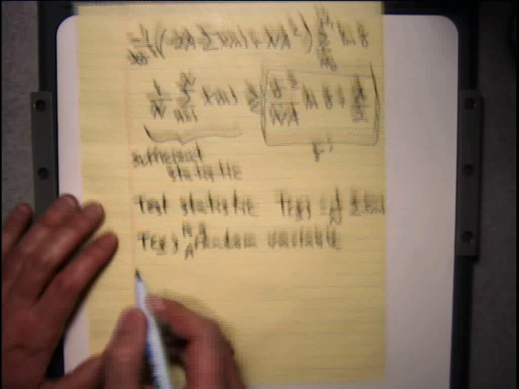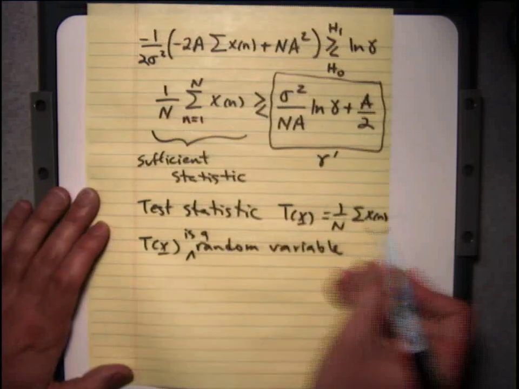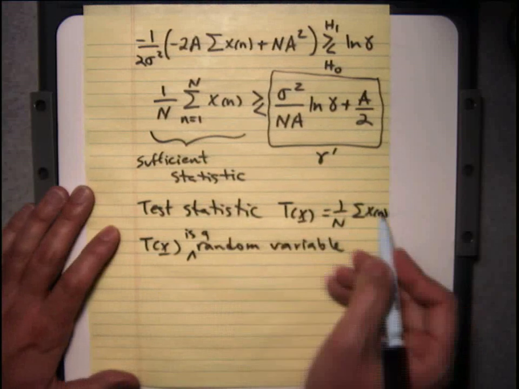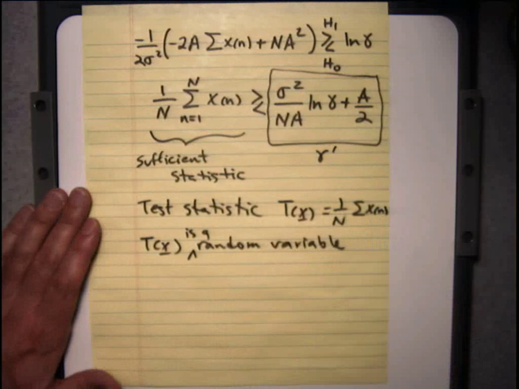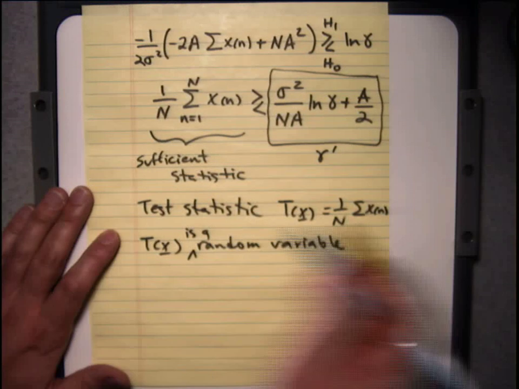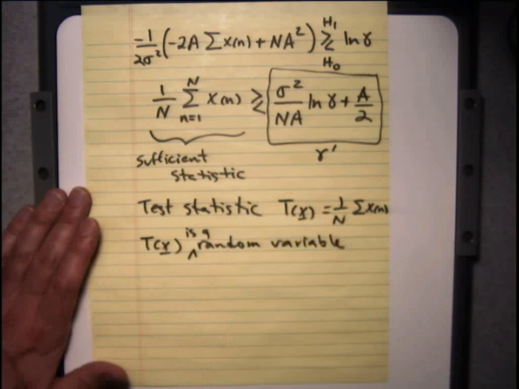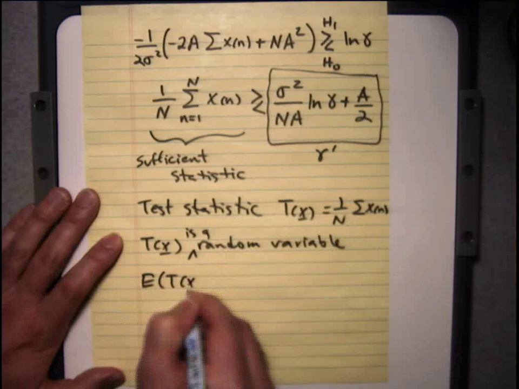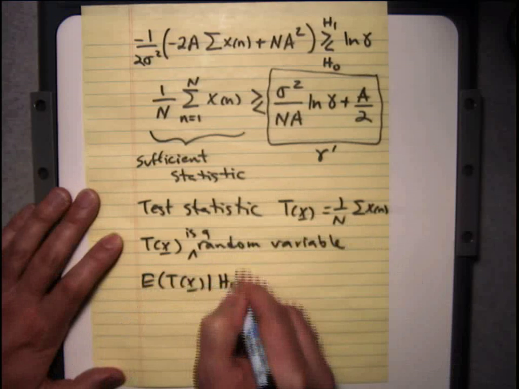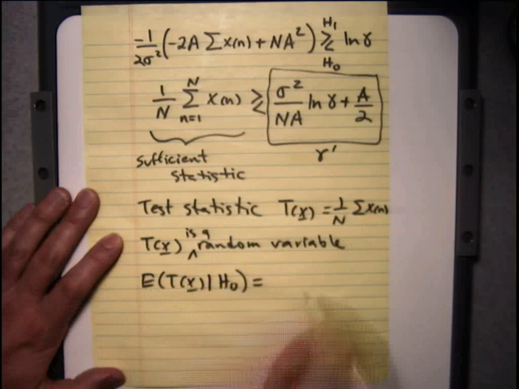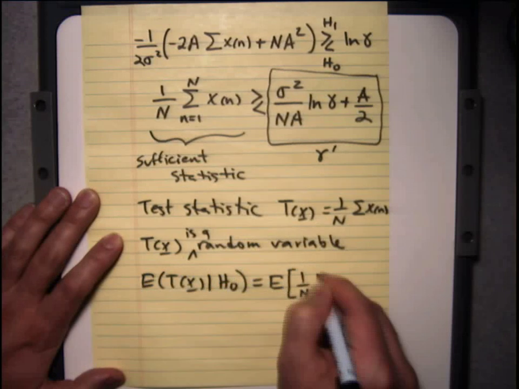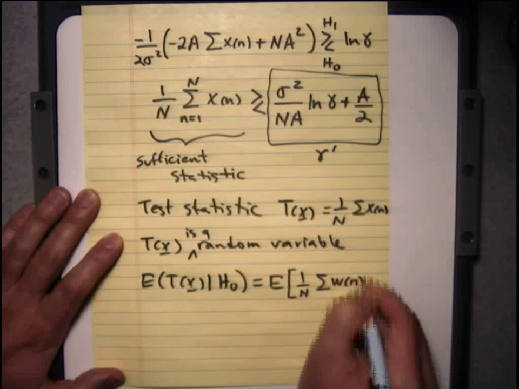So first of all, remember that these x of n's I assumed were Gaussian, right? So when I average the x of n's, I'm going to get another Gaussian. What I don't know is the mean and variance of this new Gaussian. So let's figure it out. The expected value of T of x given H0 is the expected value of 1 over n sum w of n, right?